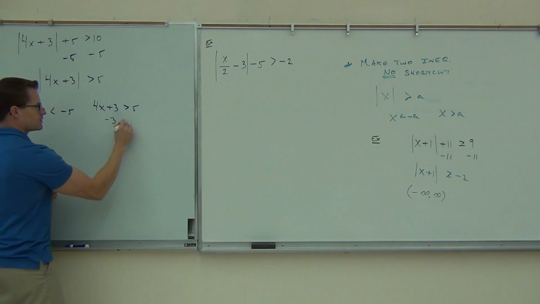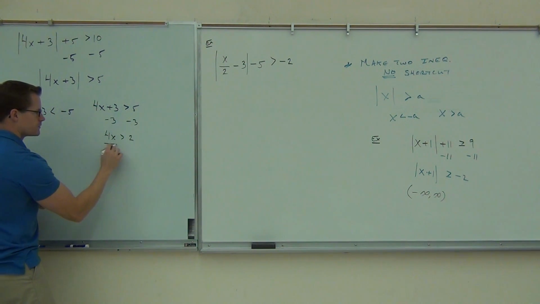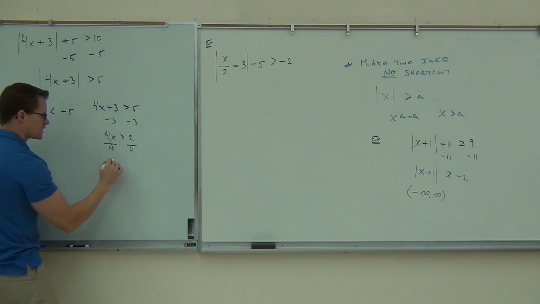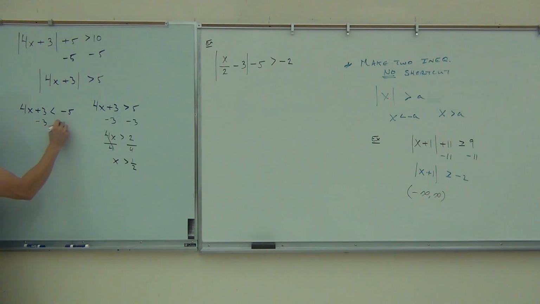Subtract 3. We get 4x is greater than 2. Divide by 4. Don't change anything around. x is greater than 1/2. Subtract 3. 4x is less than negative 8. Divide by 4. x is less than negative 2.